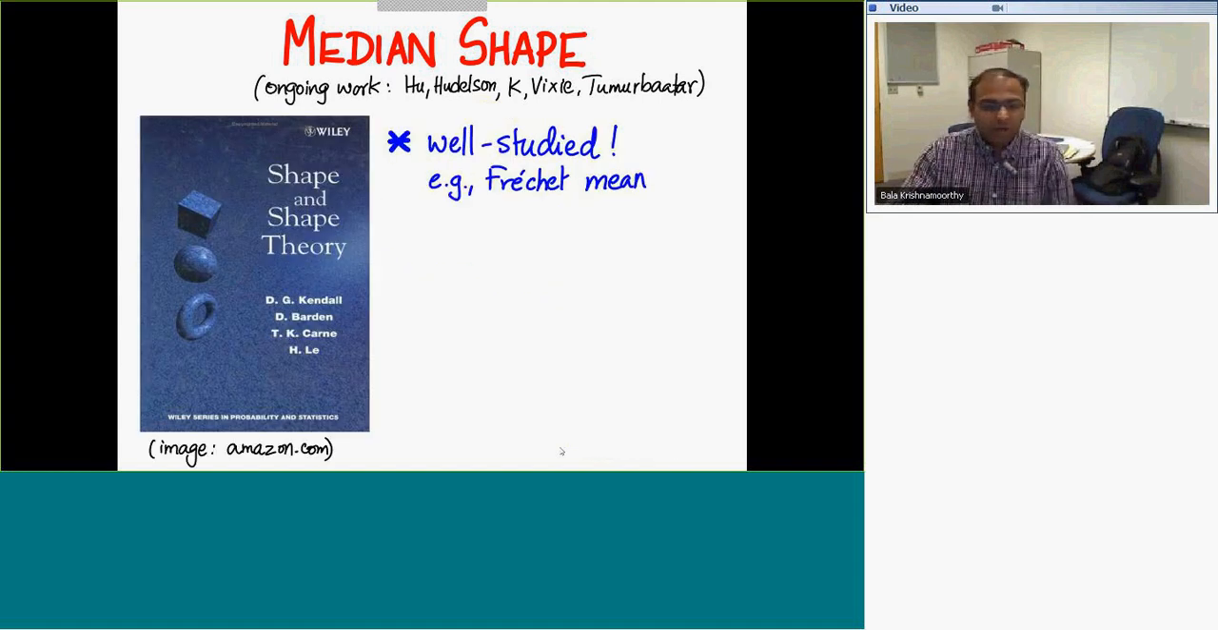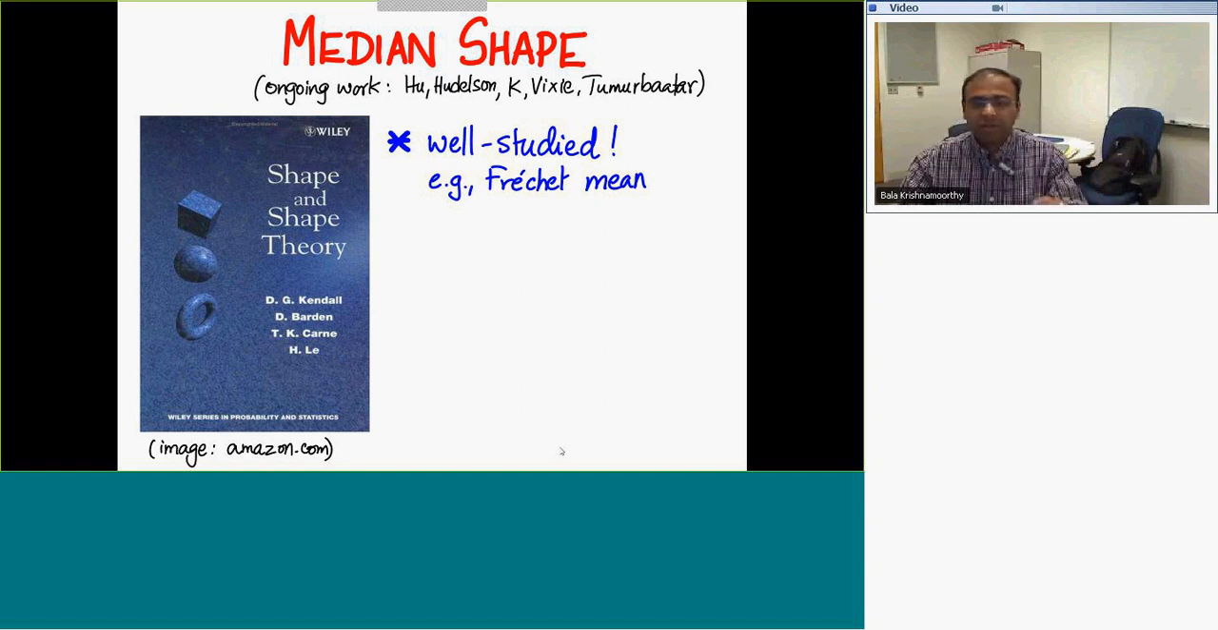So how do we define averages of such shapes? Of course, shapes is not a new problem. There's a huge body of literature on it. In fact, here's a book on shape and shape theory by Kendall, Barden, Carne, and Le. For instance, they study the Fréchet mean.